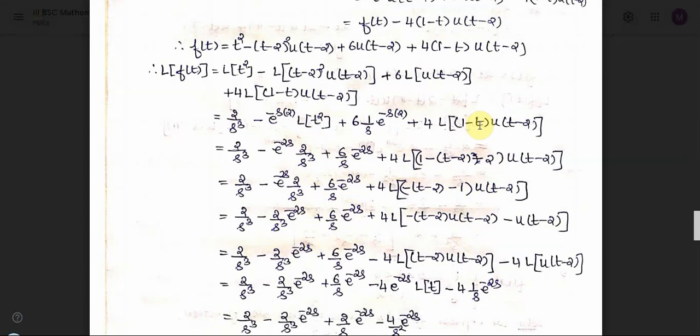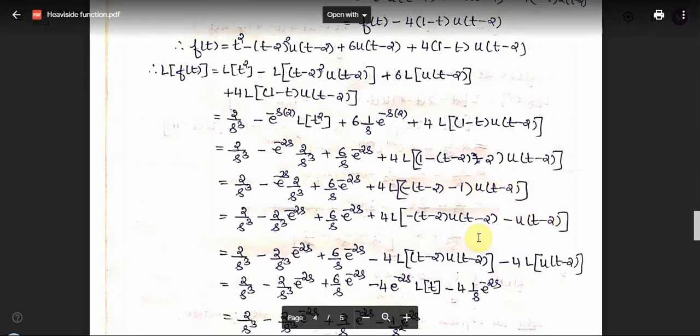Plus 4 into, now to make it as t minus 2, I have done 1 minus t minus 2. Therefore, 1 minus t minus 2, to balance that minus 2, what I should do? 1 minus this t, I have written it as t minus 2. Therefore, to balance this 2 is coming over here. Therefore, this becomes 1 minus 2 is minus 1. So, this is minus of t minus 2 minus 1 into u of t minus 2. Now, t minus 2 we will multiply, minus of t minus 2 into u of t minus 2, then minus of u of t minus 2.